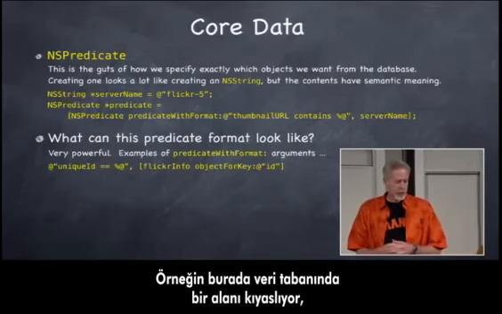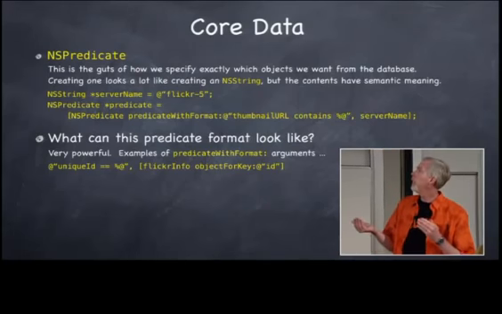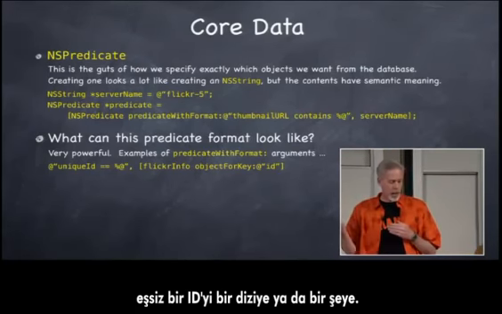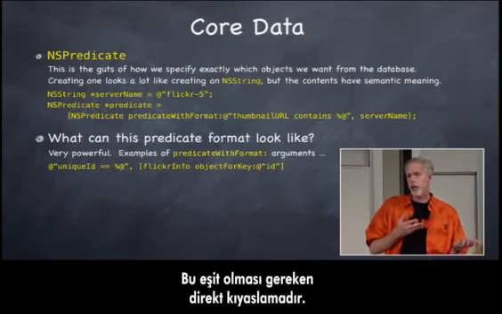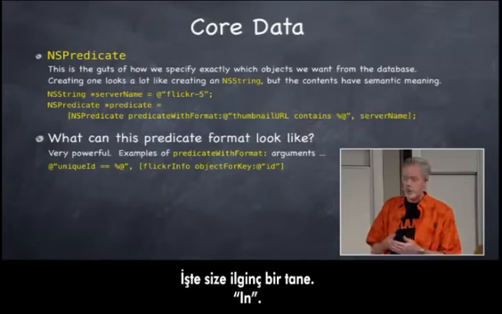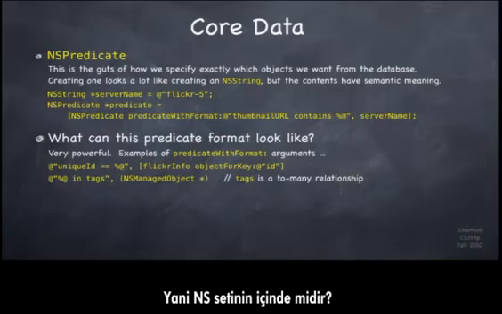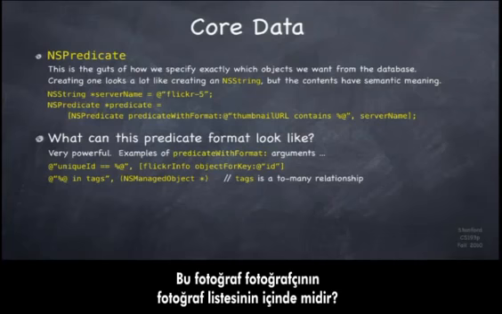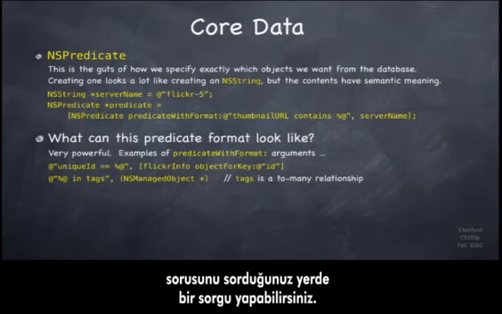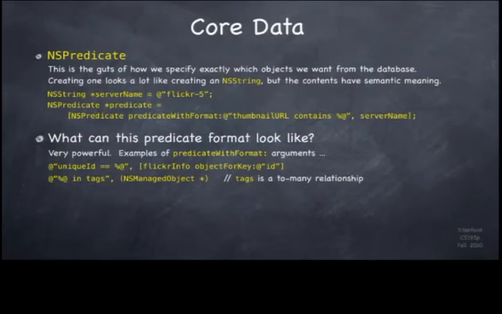Here, for example, is comparing a field in the database, unique ID, to some string or something. Okay, so this is a direct comparison. It has to be equal. Here's an interesting one, in. In means, is this object in this to-many relationship? So is it in that NSSet? So you could do a query here where you ask, is this photo in the photos list of this photographer? You get that? So in is a magic word there.